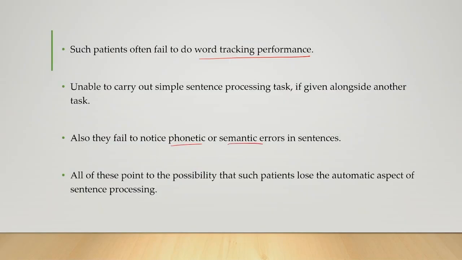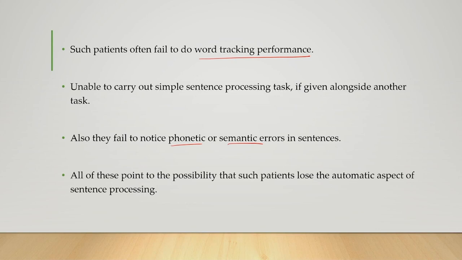All these point to the fact that such patients lose the automatic aspect of sentence processing. Remember, we talked about automaticity in sentence processing, that certain aspects like phonetic identification happen at N100, that is 100 milliseconds from the onset of the stimulus. Similarly, word category identification happens within a very short time, ELAN shows at 100 to 200 milliseconds. These things are missing in the case of Parkinson's patients.